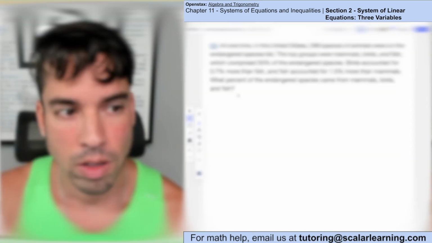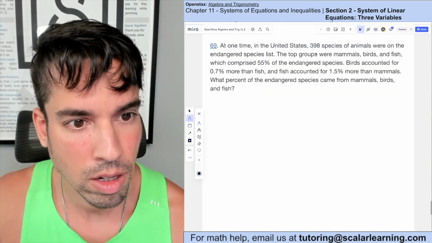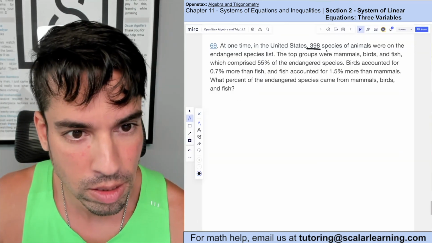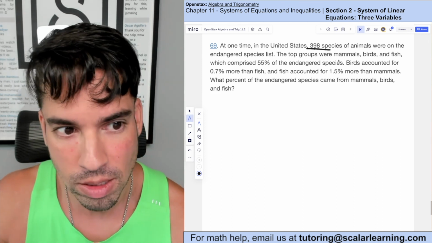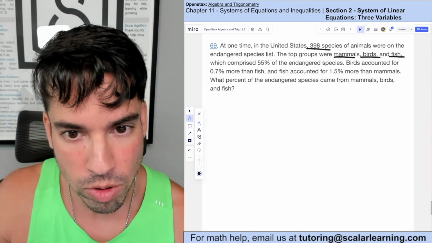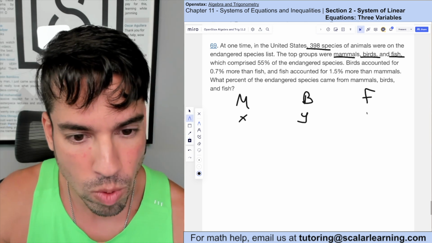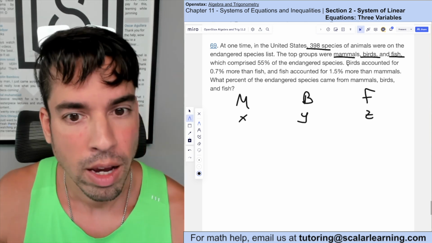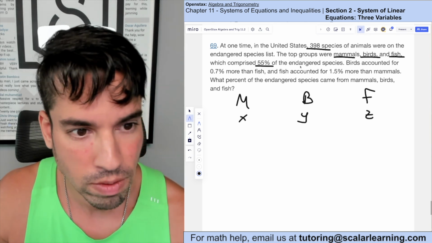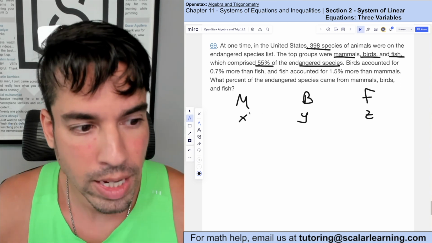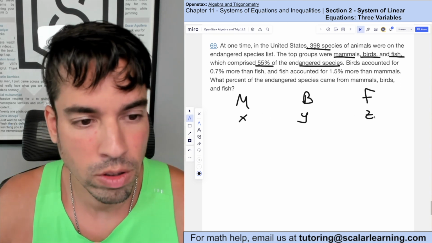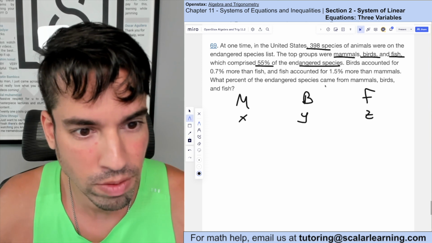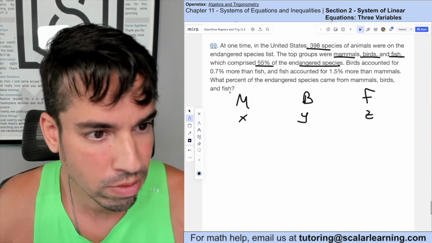Boom, done. At one time in the United States, 398 species of animals were on the endangered species list. The top groups were mammals, birds, and fish. So there we got X, Y, and Z representing those. And they comprised 55% of the endangered species. Now again, these are going to represent particular percentages, right? It says what percent of endangered species came from mammals, birds, and fish.